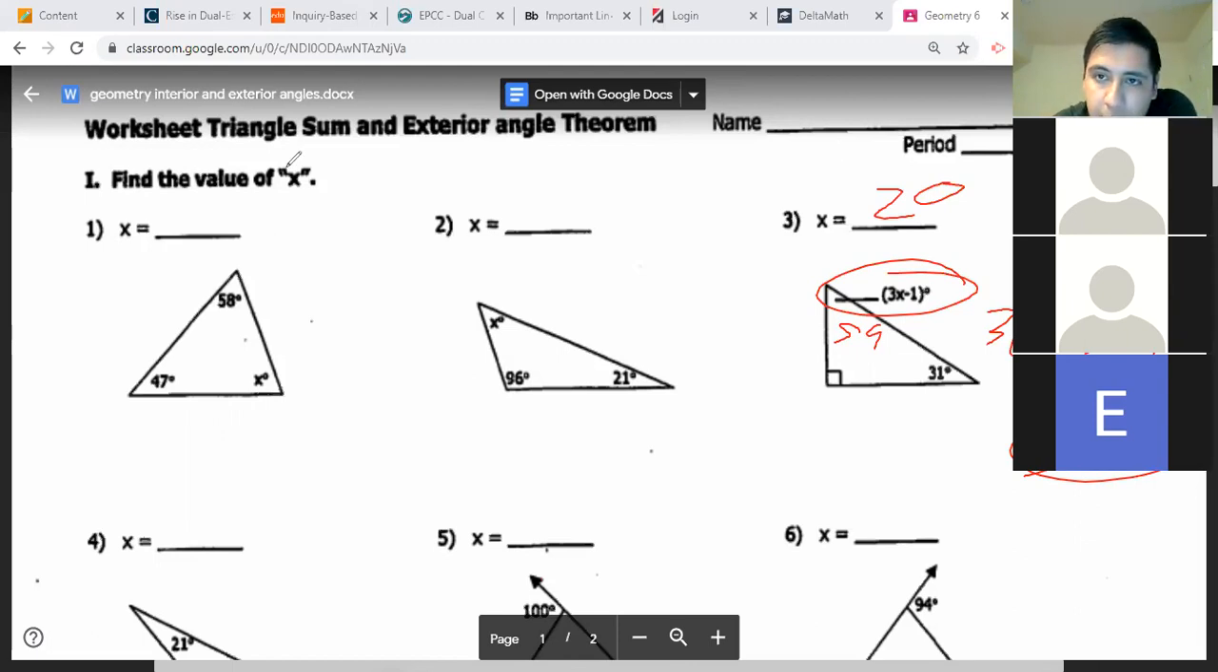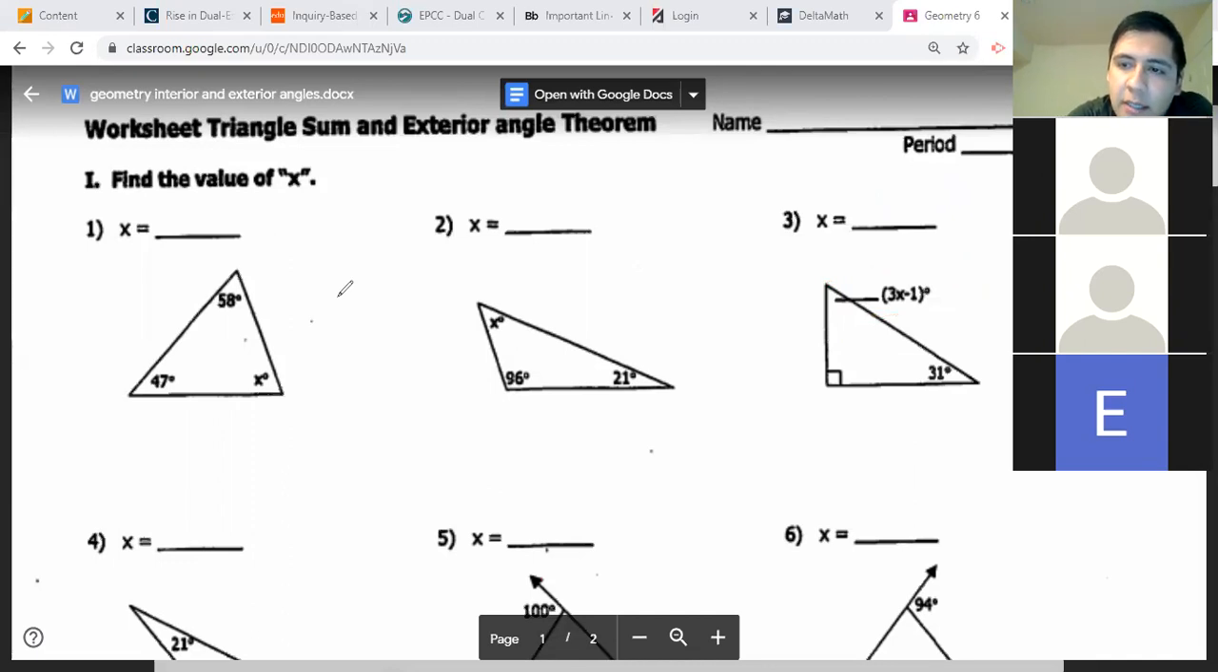Okay. Oh, why'd you do all that? Oh, you wanted to find x. Yeah, exactly. Because I know you were just about to say that we could have figured out that it was 59 by subtracting 90 and 31, right? Yeah. So we could have figured out that it was 59.